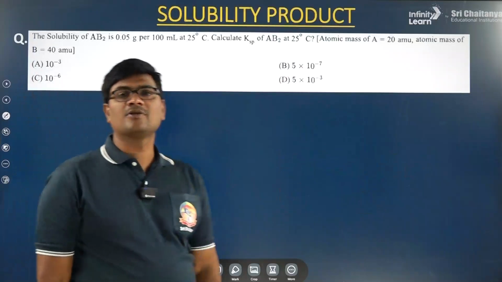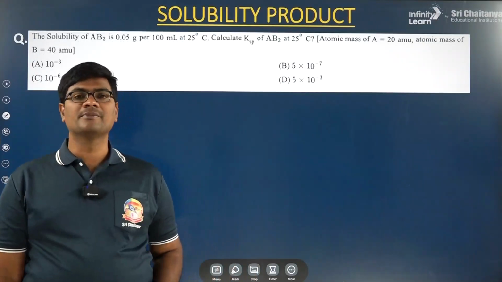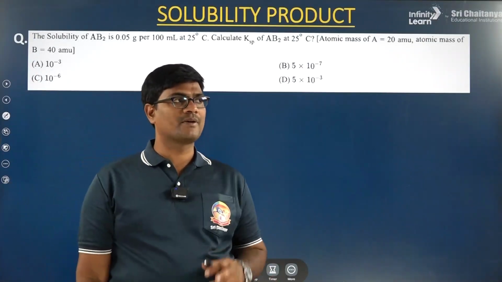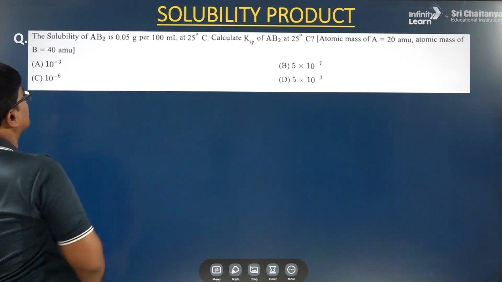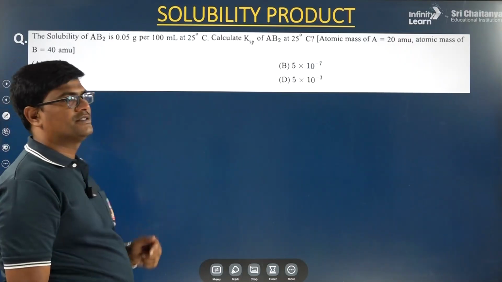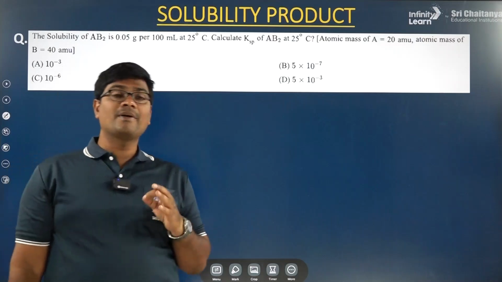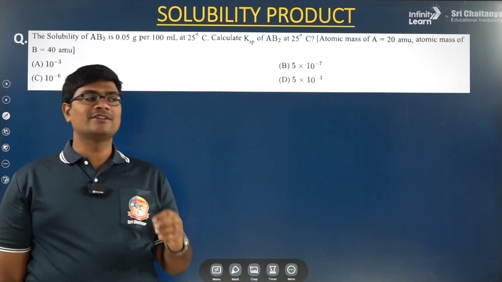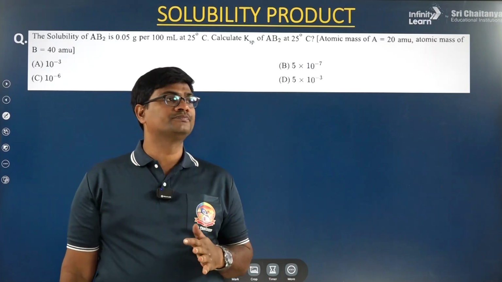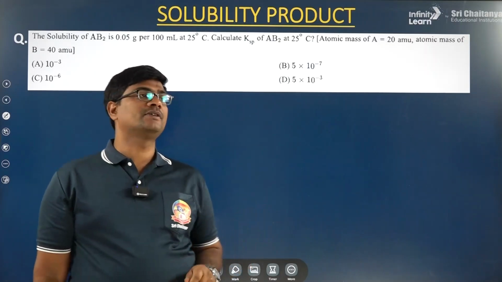The next question is about the last topic in ionic equilibrium, the solubilities and solubility product. Look at the question. The solubility of AB2 is 0.05 gram per 100 ml at 25 degrees Celsius. Calculate the KSP of the salt AB2. They have also given the atomic masses of A and B.